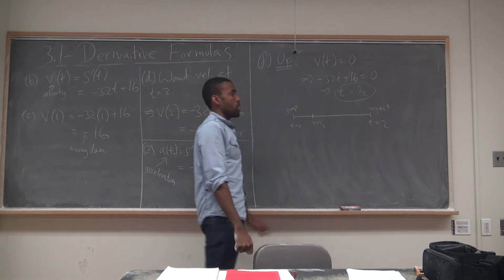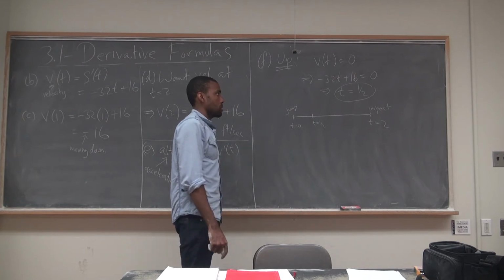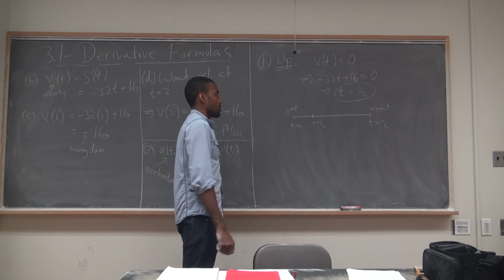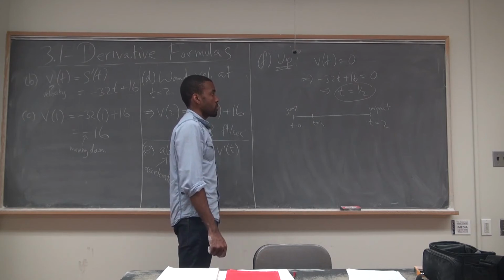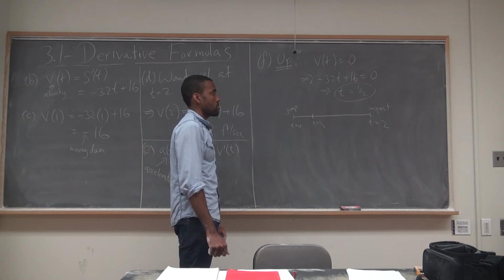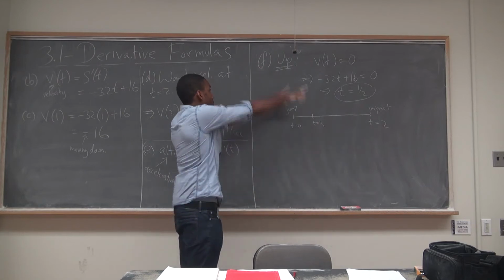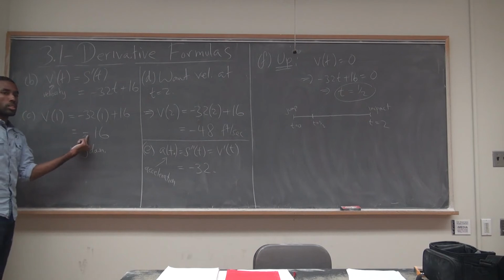How do I know if he's moving up or down? You plug in numbers into the derivative. Why would I plug it into the derivative? Because the derivative tells us if it's going up or down. Right, this is velocity. I know about moving up or down based on the sign of the velocity itself.